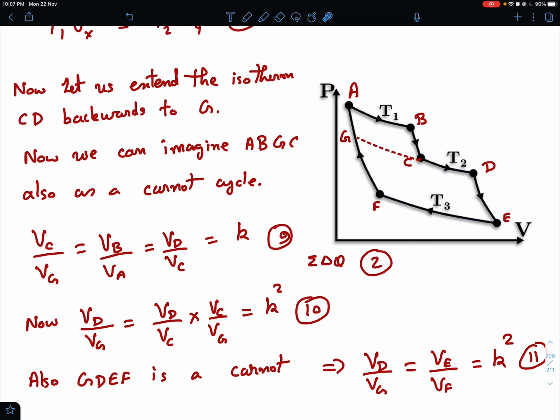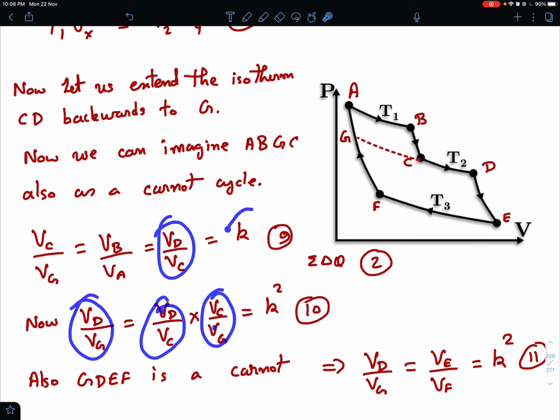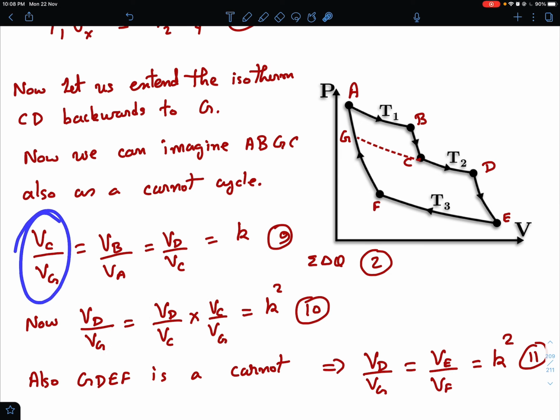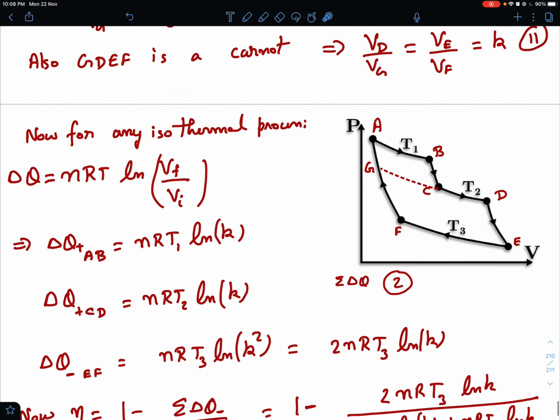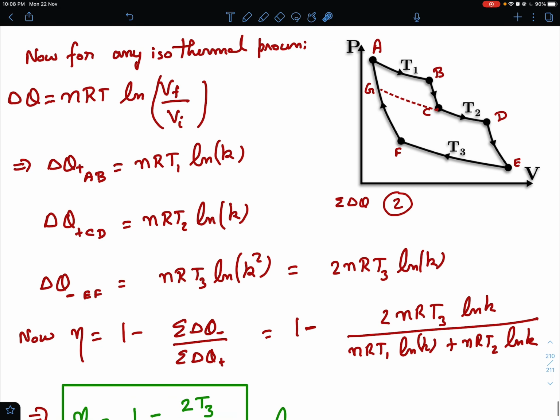Okay. Now VD upon VG should be equal to VE by VF for the same reason. And VD by VG can be written as VD by VC into VC by VG. So that's what I've written. VD by VC is also K, and VC by VG is also K. So VD by VG simply becomes K square, right? And in this Carnot cycle GDEF, VD by VG is VE by VF, and this is K square. So VE by VF is also K square.